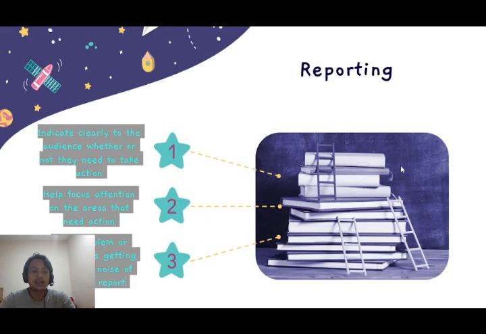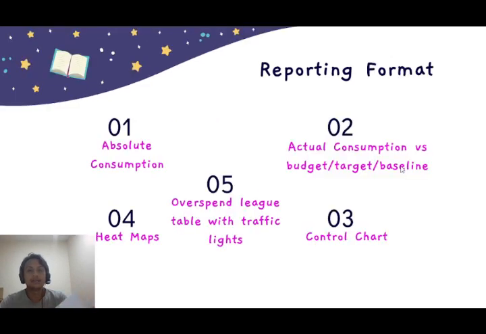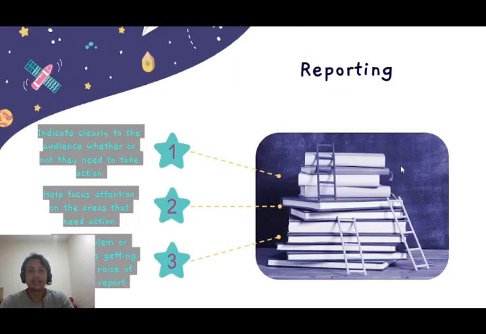Okay, reporting. For reporting, indicate clearly to the audience whether or not they need to take action. Different audiences require different information at different frequencies. The operator of a large energy consumption should be aware of energy performance indicator in real time. That will help us to focus attention on the area that needs action, then avoid a problem or opportunity getting lost in noise of too many reports. That is the function of the reporting.